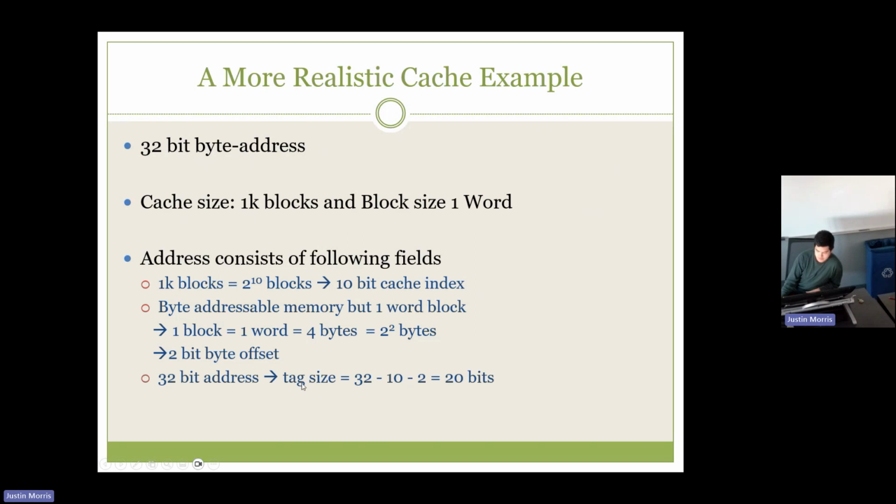That means, leftover for tag, we have 10 bits for our index, 2 bits for offset. Out of the 32 bits, the top 20 bits are our tag. So now if you're given any 32-bit byte address, you can divide it up, right? First 20 bits are tag, next 10 are my index, last 2 are just offset, okay?